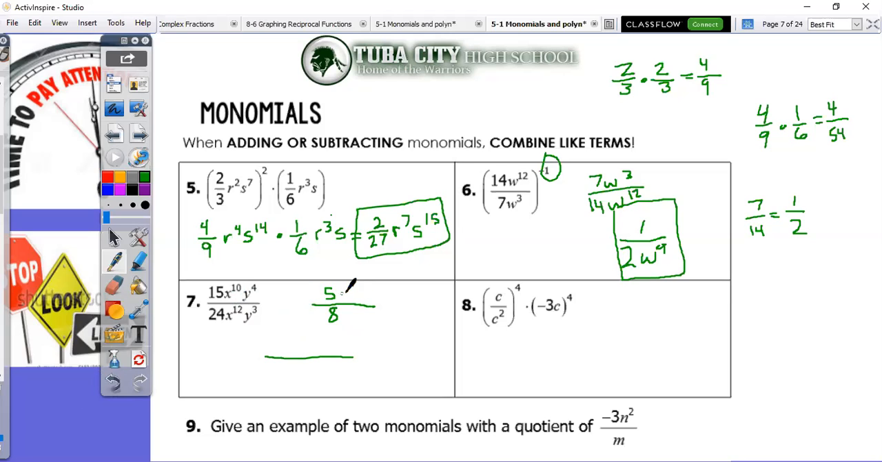X to the 10 over X to the 12. 10 minus 12 is negative 2. And here I have 4 y's on top, 3 y's on bottom, so that's 4 minus 3. So that would be y to the 1. But instead of writing to the 1 power, I don't really need to, because people should know that if you have no power that you can see on a variable, then it's just 1.